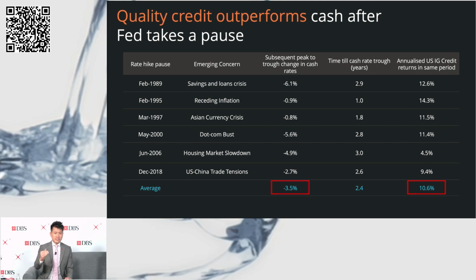On the flip side, in the same time that these cash interest rates are going down, you'll notice that the column on the right shows you that annualized investment-grade credit returns are actually quite decent, to the tune of double digits in certain instances as well, right?